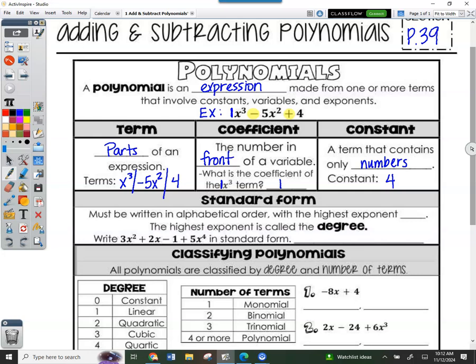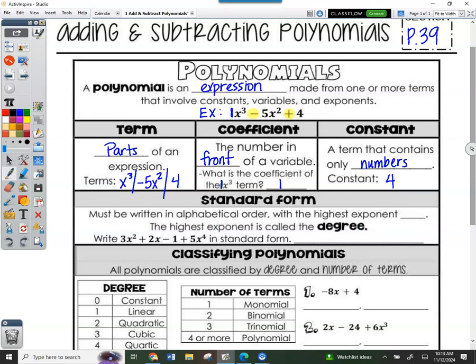What do you notice about the exponents in that formula? What do you notice they do? They keep going down. Great observation. That's standard form. Which exponent's in the front? Which one's in the very beginning? If they're going down, it would be the one that's the highest, right?